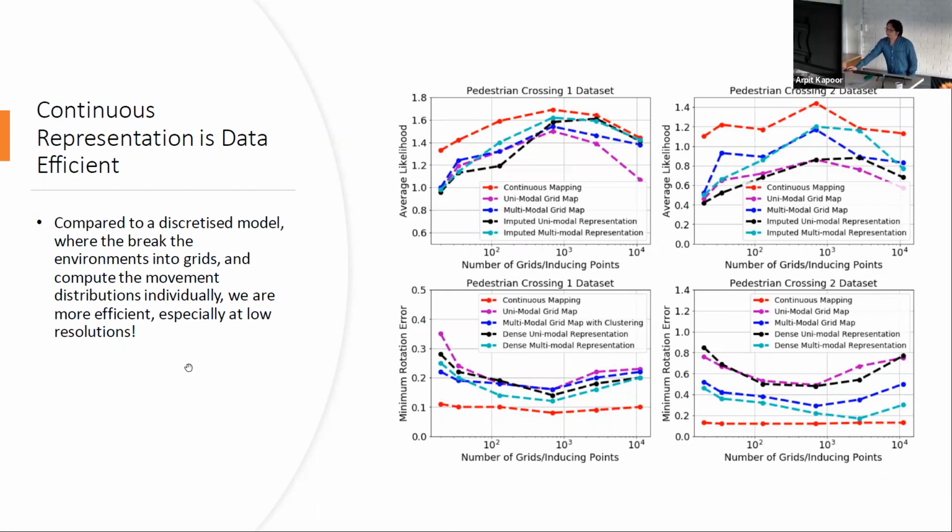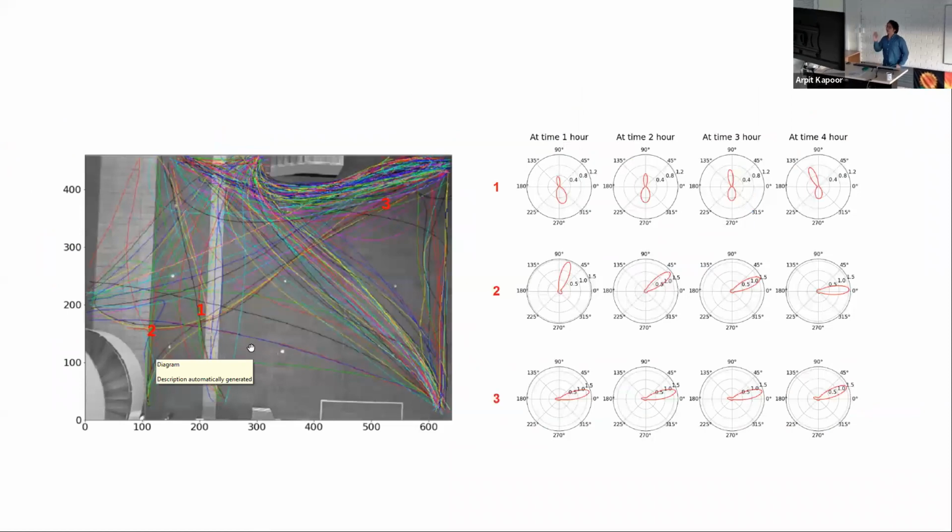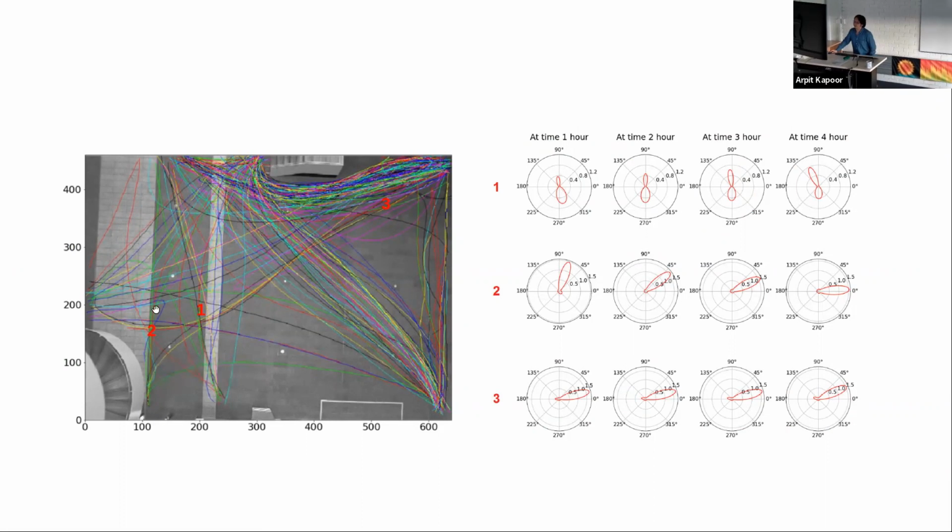Now, basically, what we ended up realizing was that in these setups, the continuous representation is actually more efficient than building a grid map. And we actually perform better when we are at low resolutions. So now with that FOIA data set, we're able to get results such as this, right? These 3 points at different times. We can basically predict how folks generally move.